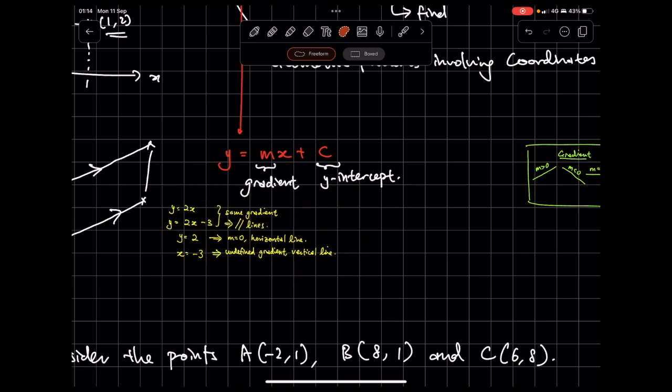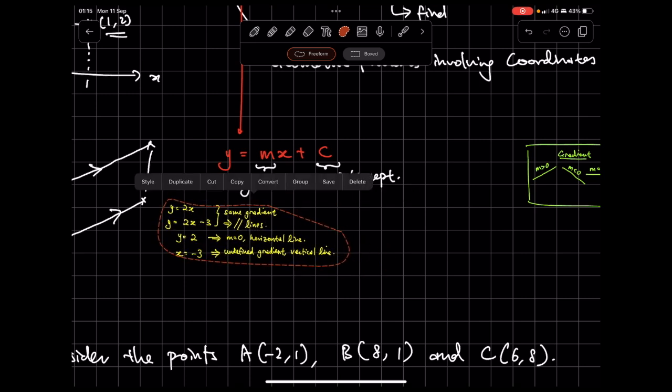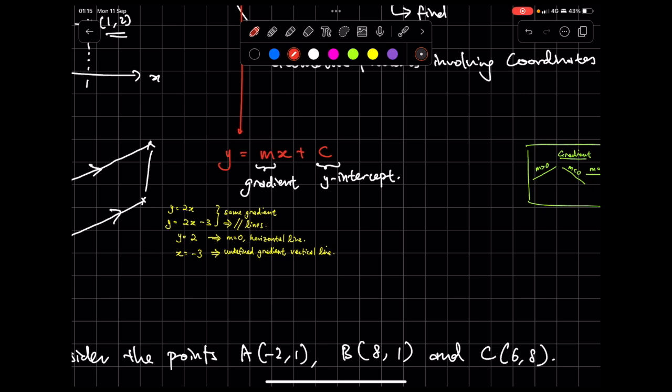Okay, I'll put this a bit smaller, maybe at the side here. Now second thing, let me write in green. What else do we need to know? We also need to know how to find a straight line graph equation. So how can we find a straight line graph equation from 2 points? Let's say I have 2 points given.